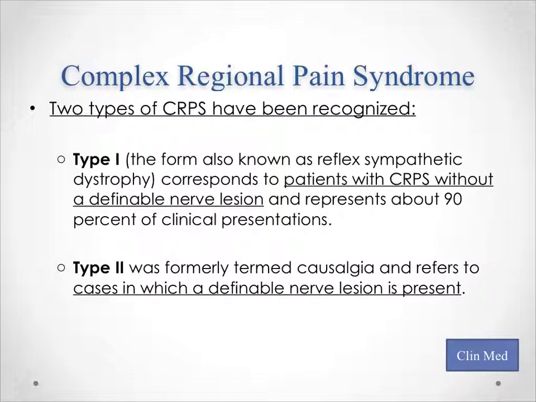Complex regional pain syndrome is divided into two types or two categories. Type 1 corresponds to patients who have the syndrome without a definable nerve lesion. And this is most of the population. About 90% of patients with this syndrome have type 1. Type 2 is folks with regional pain syndrome with a definable nerve lesion.